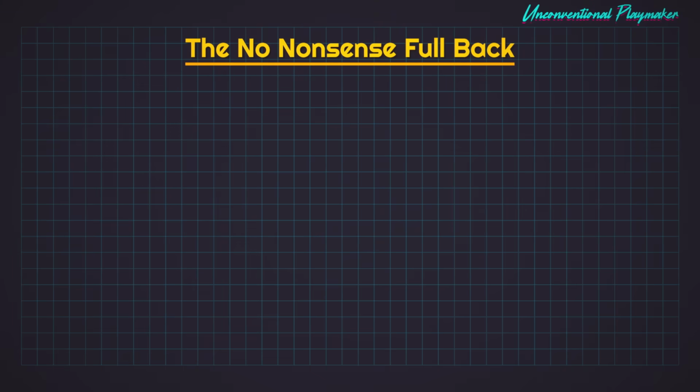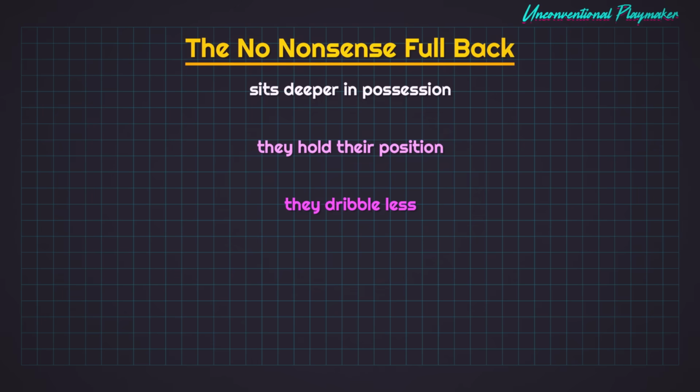Because if we ignore the name, what do we know about the no-nonsense fullback? Well, they're going to sit deeper in possession. They hold their position, they dribble less, and they have direct passes hard-coded into the role. If you think about it, these are similar traits to what a deep-lying playmaker has. Now that we've got our idea, let's head to the next section and talk about our tactic.